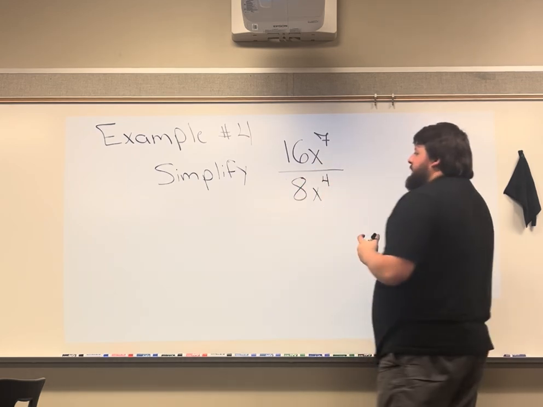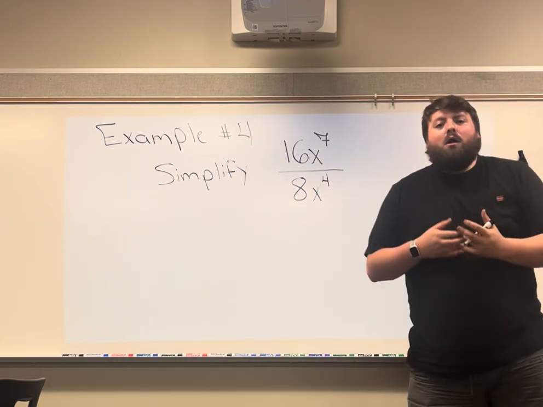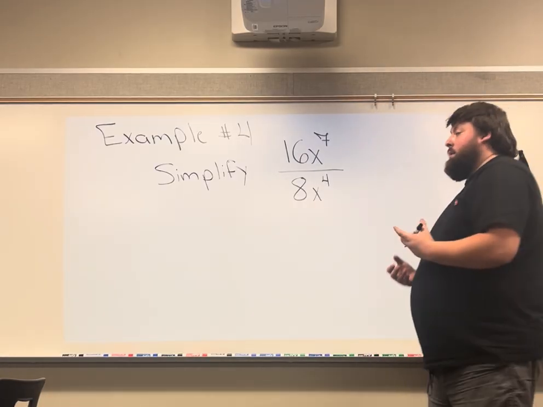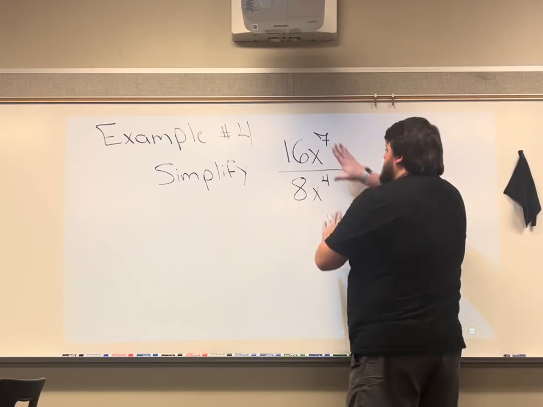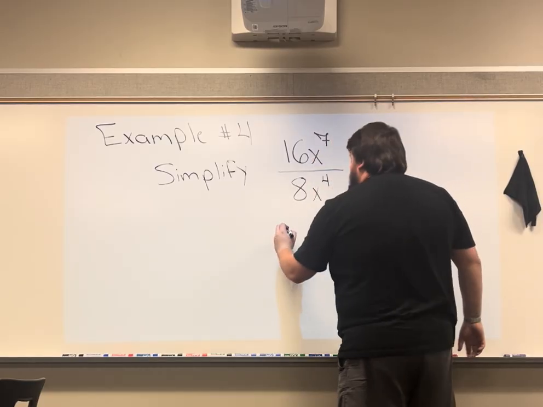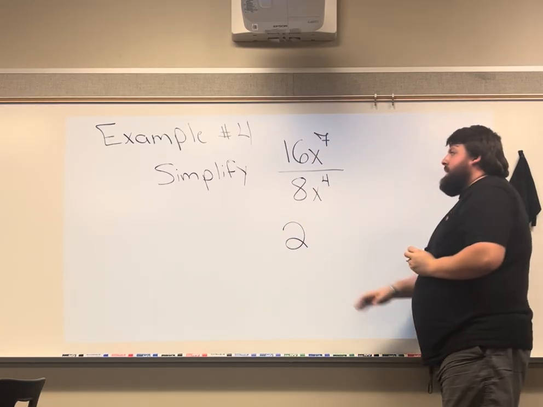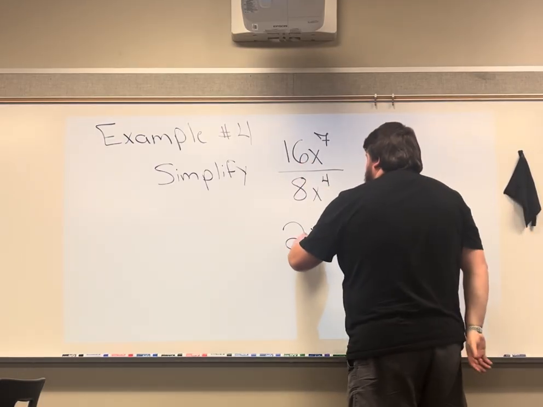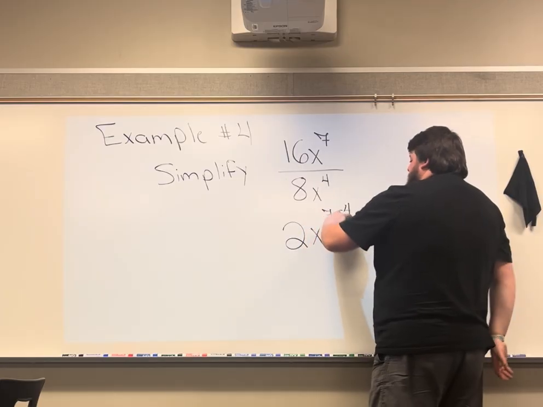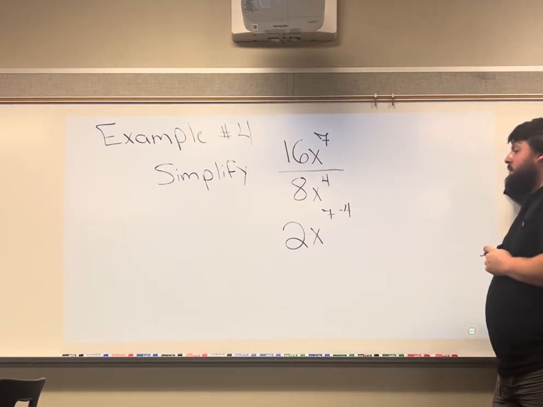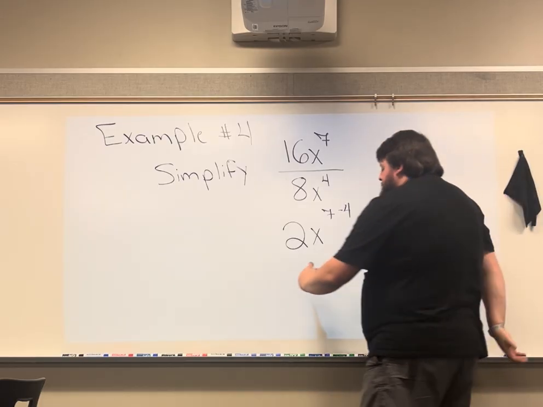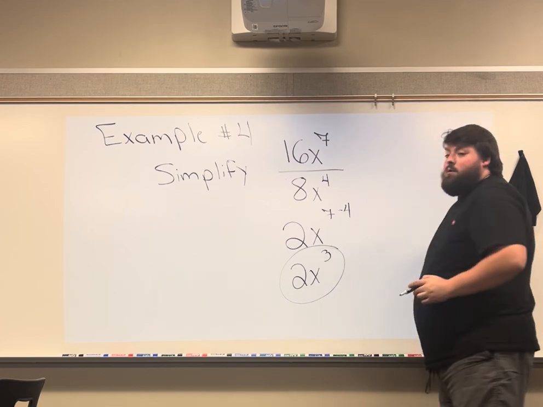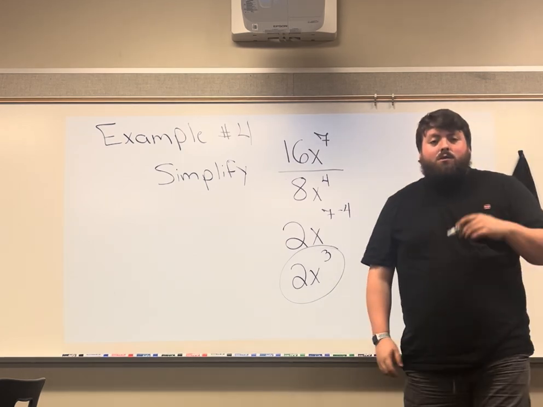Once again, we just have to look at each individual part here, okay? We see our coefficients. We know we need to divide those, so we take 16 divided by 8, okay? 16 divided by 8 gives me 2. Once again, I have x to the 7th over x to the 4th. So I have the same base. So I take x to the 7 minus 4, okay? Which then gives me 2x to the 3rd, okay? 2x to the 3rd.